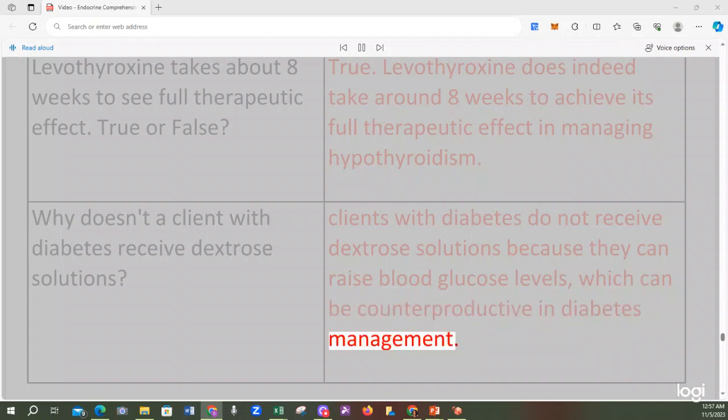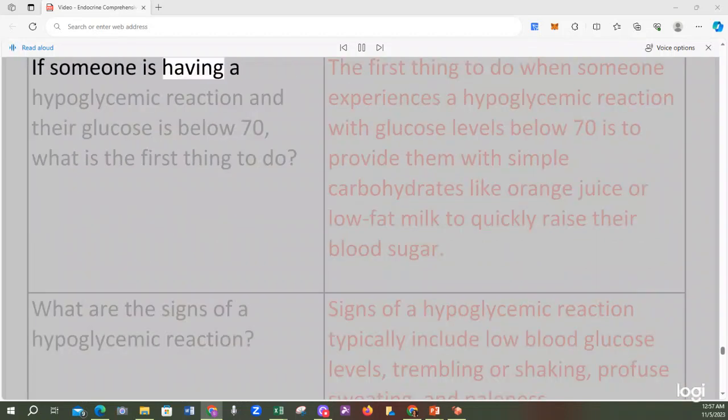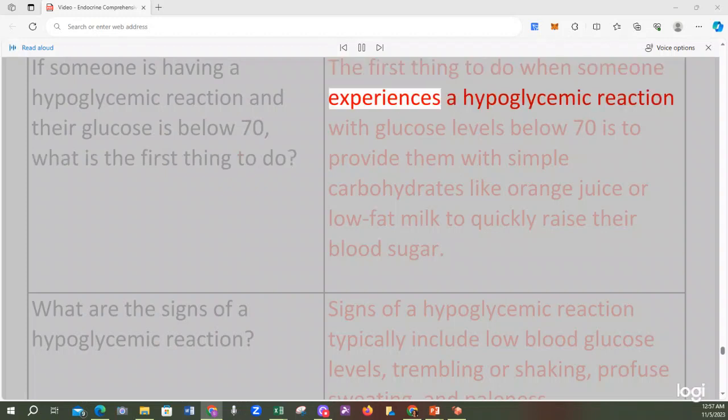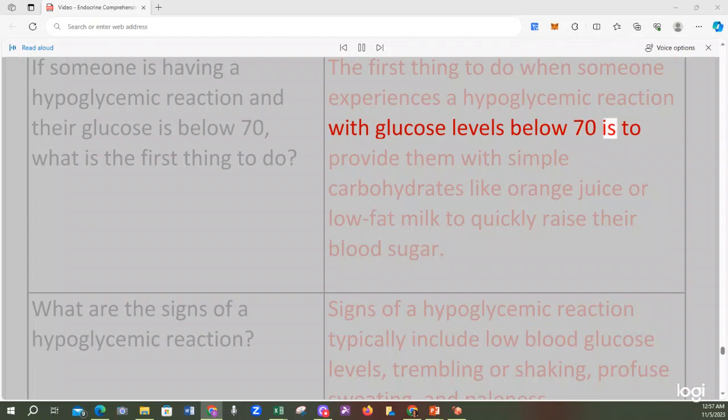If someone is having a hypoglycemic reaction and their glucose is below 70, what is the first thing to do? The first thing to do when someone experiences a hypoglycemic reaction with glucose levels below 70 is to provide them with simple carbohydrates like orange juice or low-fat milk to quickly raise their blood sugar.